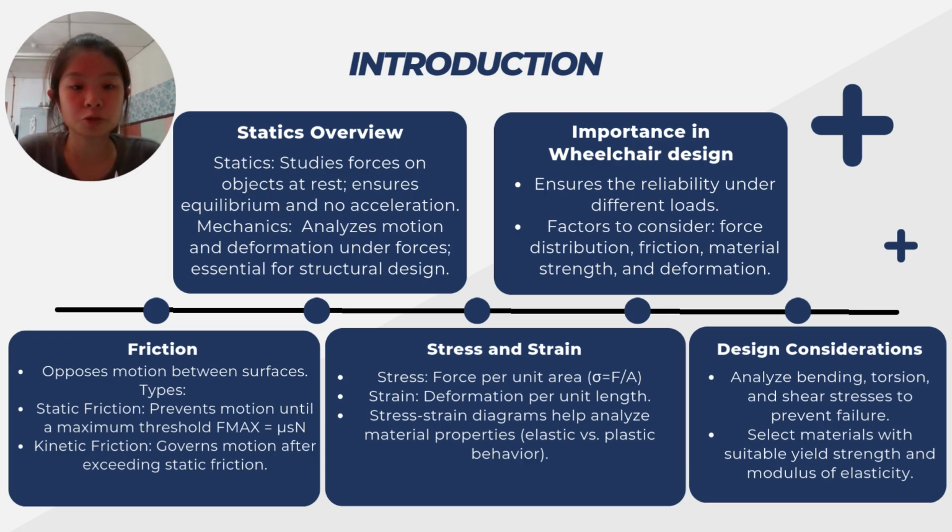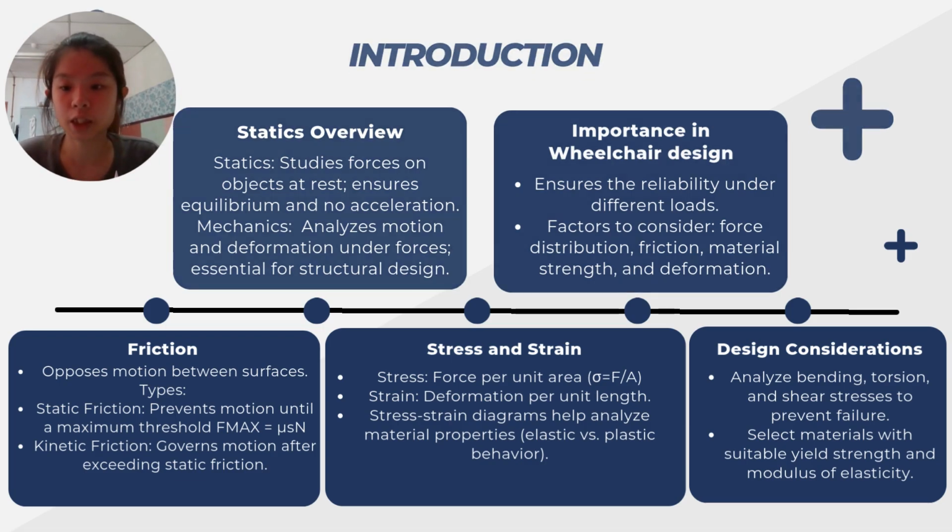Next, we'll talk about stress and strain. Stress is force per unit area, while strain is the deformation per unit length. The stress-strain diagram helps to analyze material properties. Lastly, the design consideration. We have analyzed the bending, torsion, and shear stresses to prevent failure. The selected materials also have suitable yield strength and modulus of elasticity.